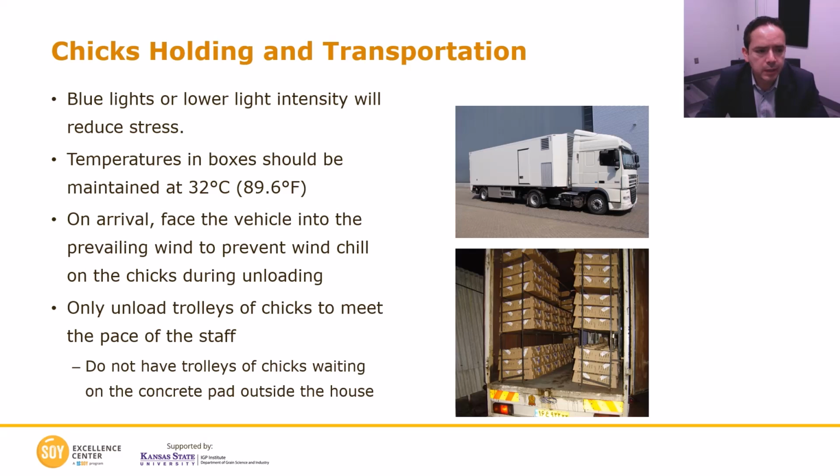So then chicks have to go to the farm. Chick holding and transportation is very important. Blue lights or lower light intensity will reduce chicks' stress. The temperature in the boxes should be maintained around 32 degrees Celsius.